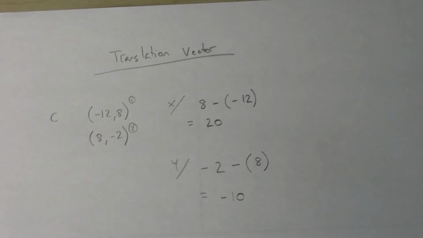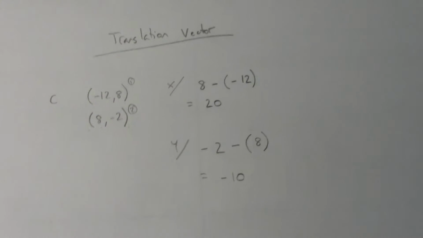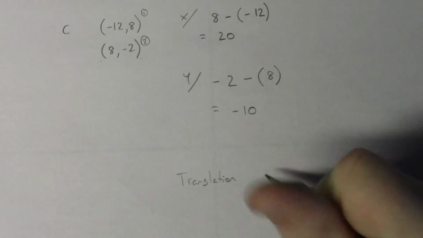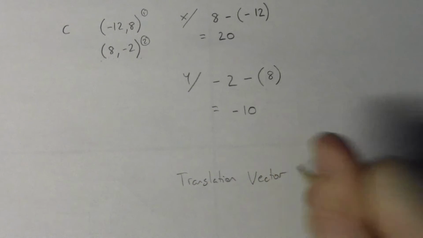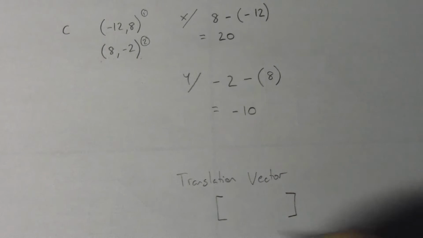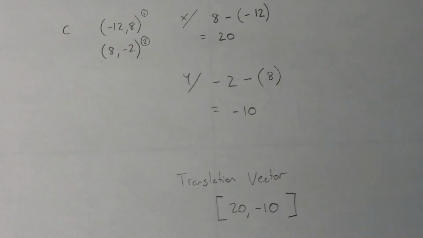negative 10. Okay, so when I write my ordered pairs, I'm going to write them in circular brackets or circular parentheses. When you write your translation vector, you're going to have to put it in square brackets. And it's going to be 20 on the x and negative 10 on the y.